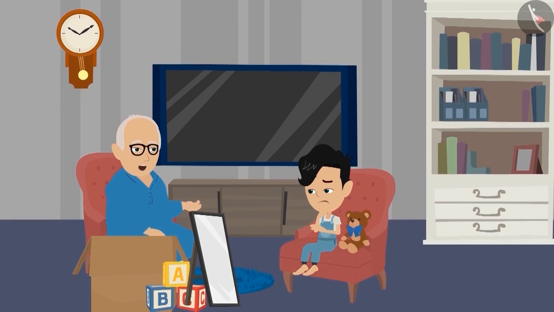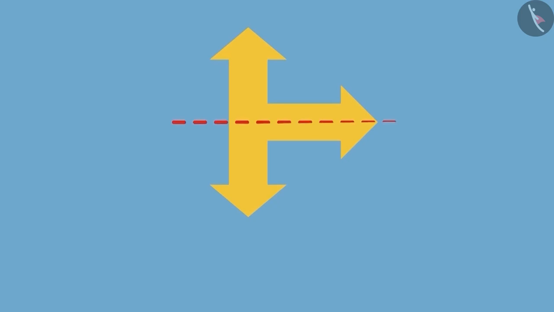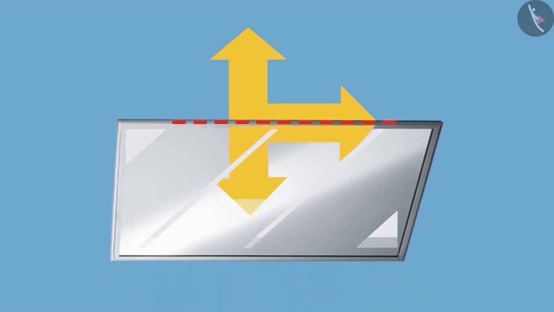Because, Pinku, you drew the wrong dotted line. The correct dotted line will look something like this. Take this, Pinku. Now you see it in the mirror. Yes, Dadaji. Now it is divided into two equal halves.